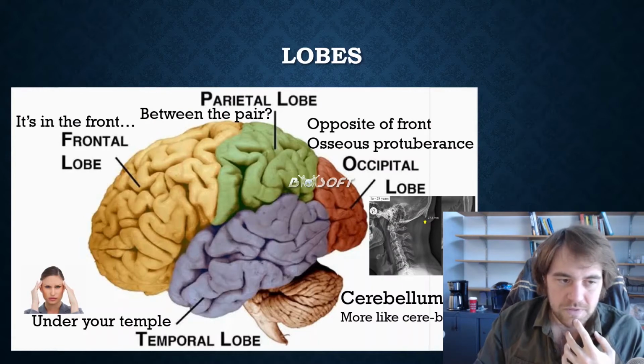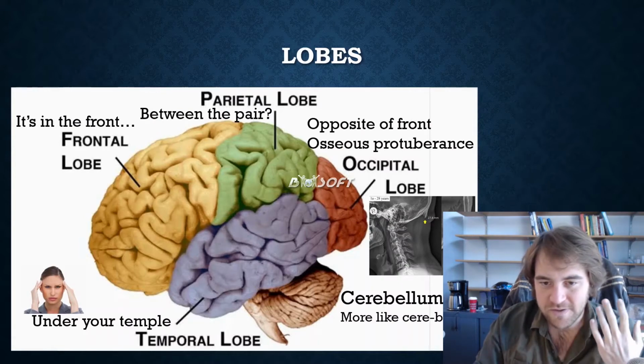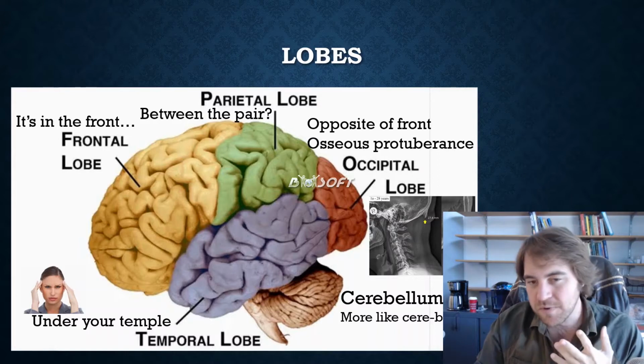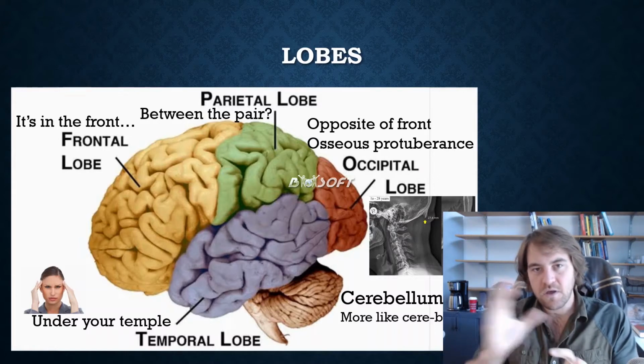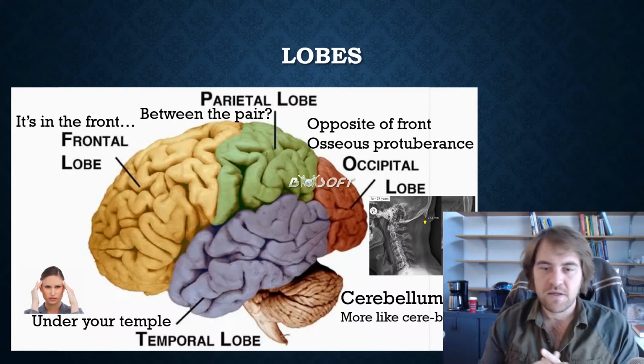How can you remember these? Well, the frontal lobe is in the front. The occipital lobe is the opposite of the front, so it's O, occipital, opposite.